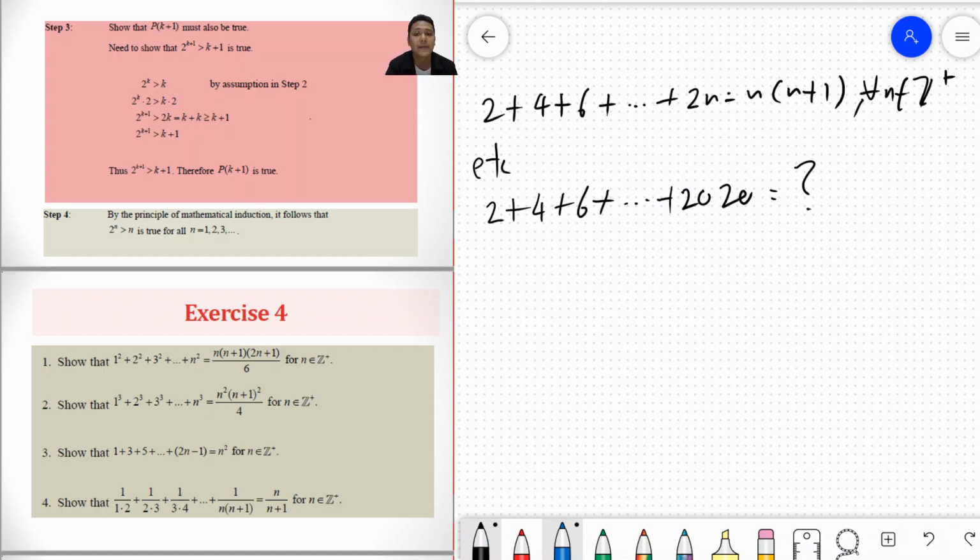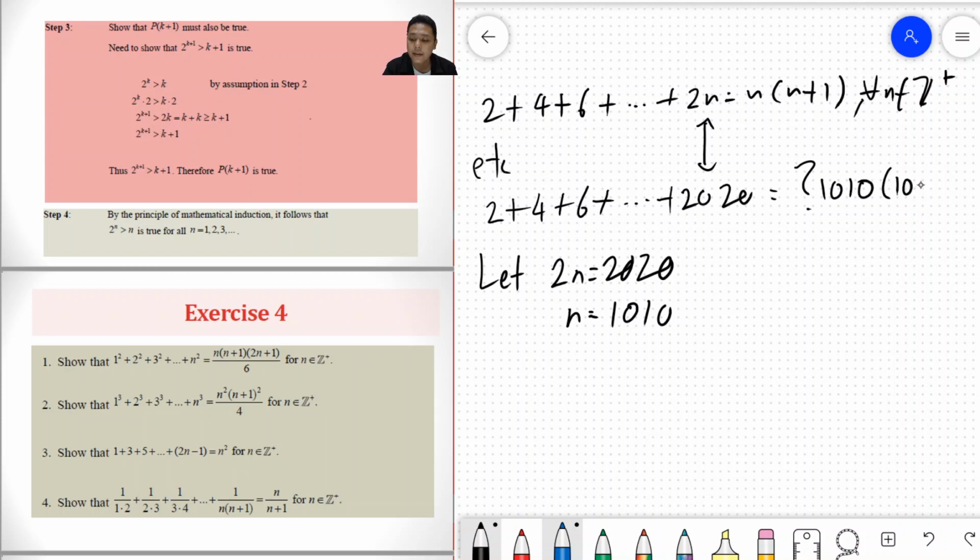This is how you can find the value of n. You equate the 2n at the top with 2020. You let 2n equal 2020. Actually, the value of n is 1010. And we put it into the formula on the right hand side here. When n equals 1010, it is 1010 times 1010 plus 1, which is 1010 times 1011. Put it into the calculator, you can find the actual value as a single integer.